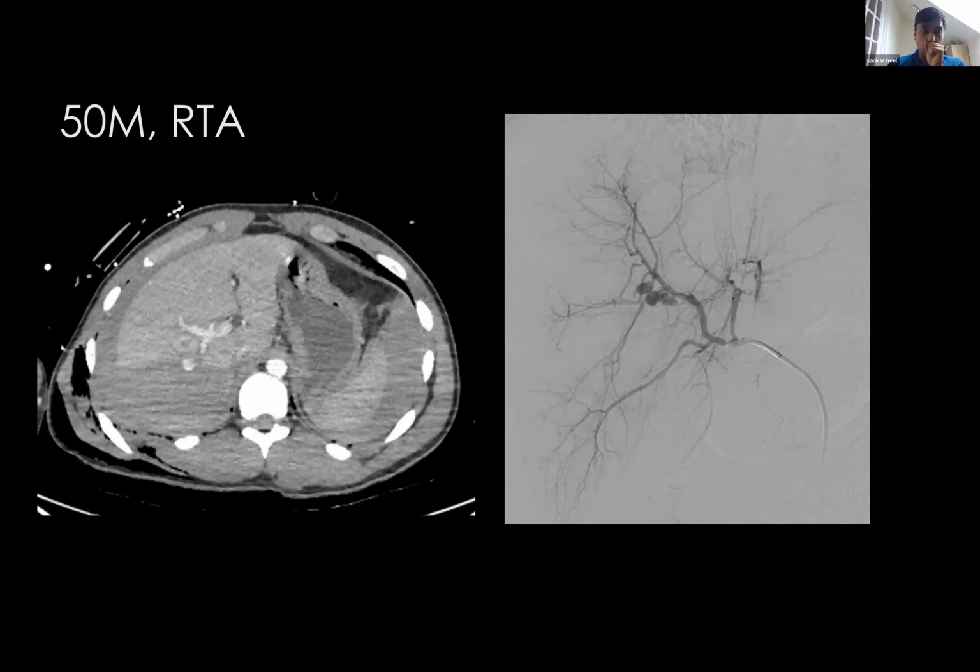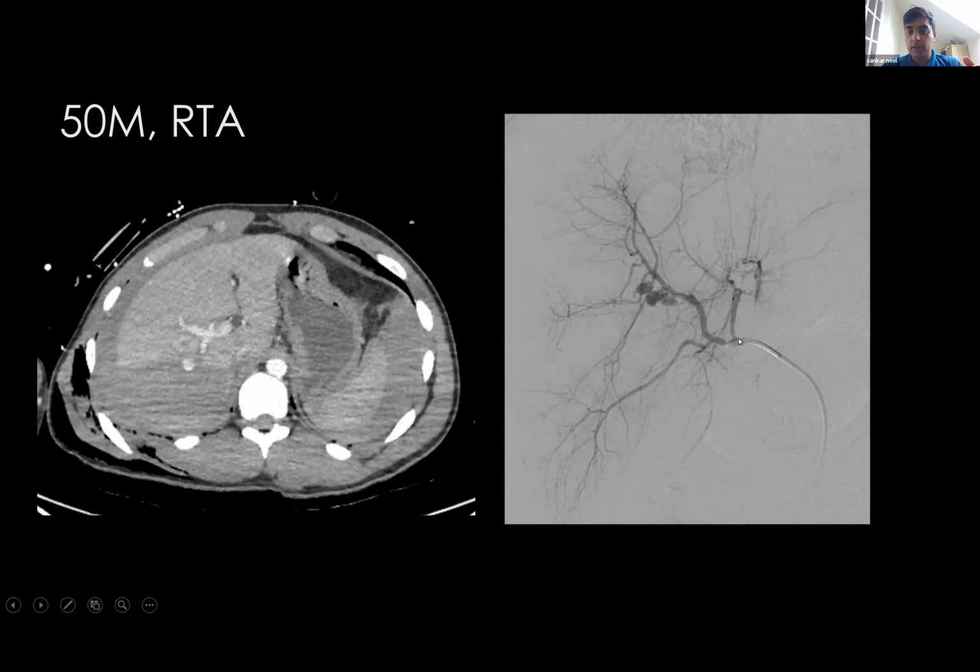So this is a 50-year-old male, post road traffic accident. He's got a significant arterial blush there. A lot of the liver parenchyma is not seen, and there's a big hematoma around the liver as well and the spleen. So this shows that there is significant extravasation. We've graded this as a grade 4 injury.